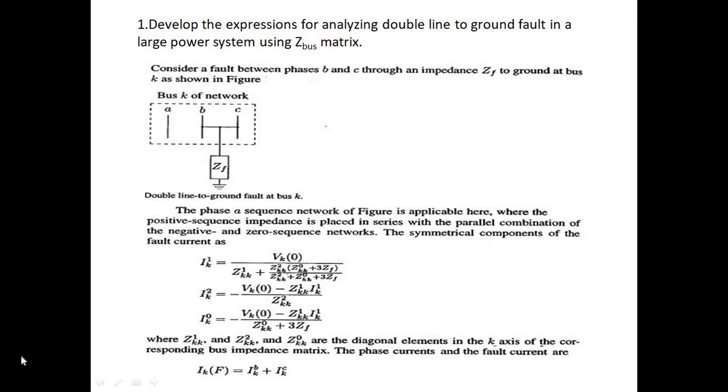Good morning to all. Today we are discussing Unit 4, PSA 1. Develop the expression for analyzing double line to ground fault in a large power system using the bus impedance matrix.